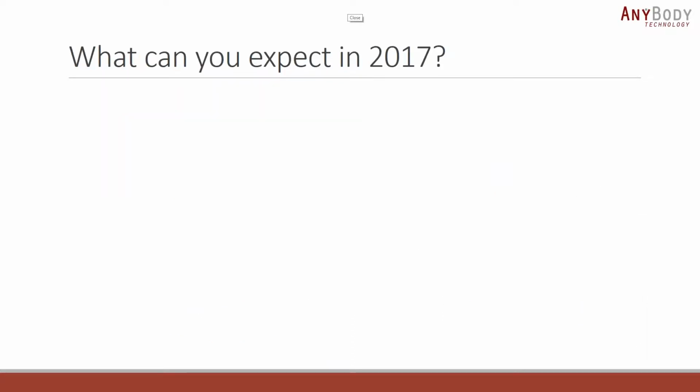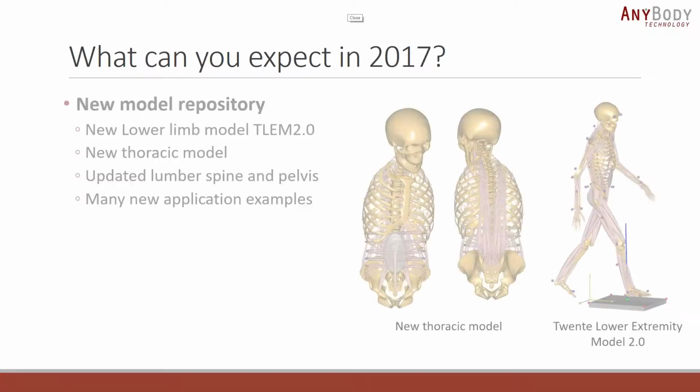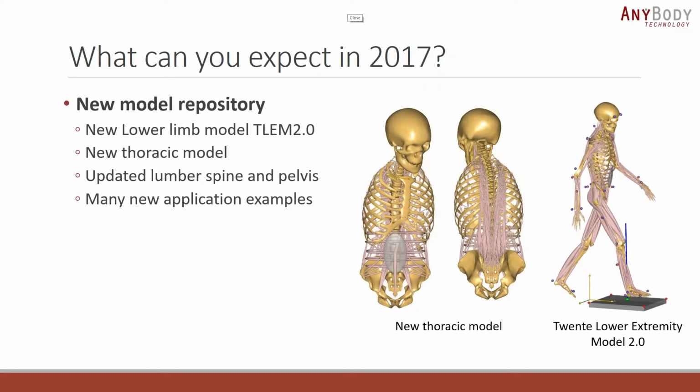Finally, let's talk about what you can expect from us here in 2017, or the coming year. First of all, we plan to release a new model repository. We are very much looking forward to that. We plan to include some of these things in the repository, for example, a new lower limb model. We also hope that we can include a new thoracic model in it. It's under heavy development. We hope we can include our updated lumbar spine and a new pelvis.